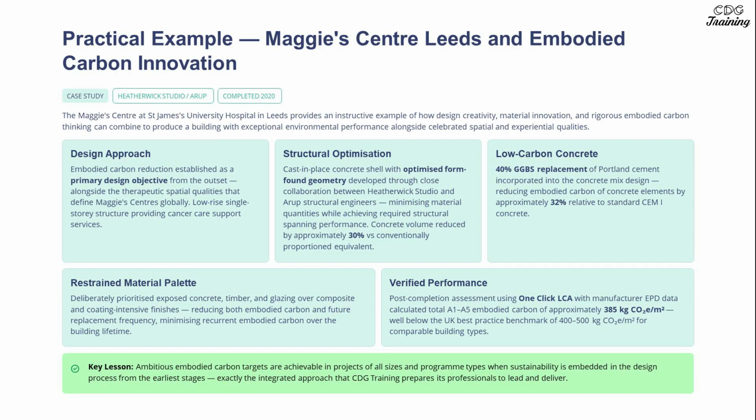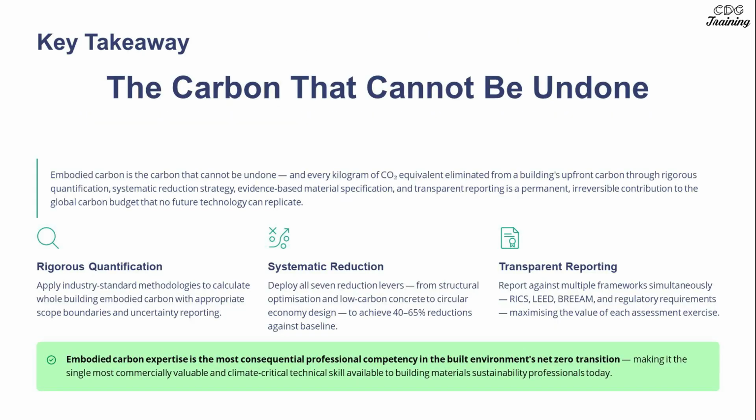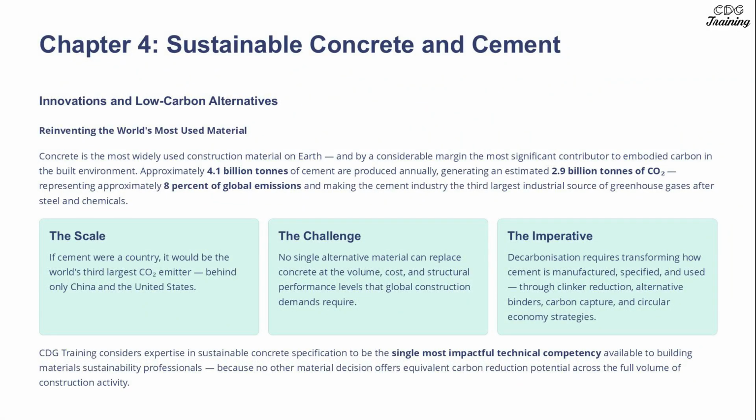The Maggie's Center case study illustrates innovative approaches to reducing embodied carbon, showcasing successful strategies in real-world applications. Embodied carbon is a critical focus for the built environment's net zero transition, emphasizing the importance of rigorous quantification, reduction, and transparent reporting. Concrete is the most used material on Earth, and its production is a major contributor to carbon emissions. Innovations in sustainable concrete and cement are crucial for reducing this impact.